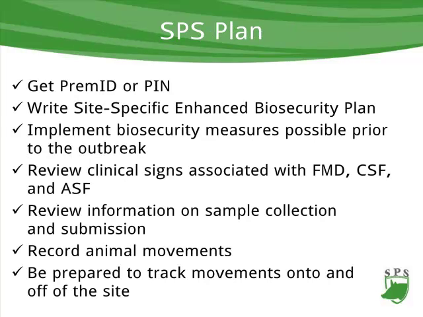So kind of in summary, how can you prepare now? As far as the PIN, it is very important. Make sure you either have one, or if you have one, that it actually is the location of the animals. Get that site-specific enhanced biosecurity plan written. Get anything implemented prior that you can. There's some things on there that might be difficult or expensive to do prior to. One of the things I think of is a C&D station. That's not something you're necessarily going to set up ahead of time, but just make sure you know where you're going to get your supplies from and how you're going to do it.